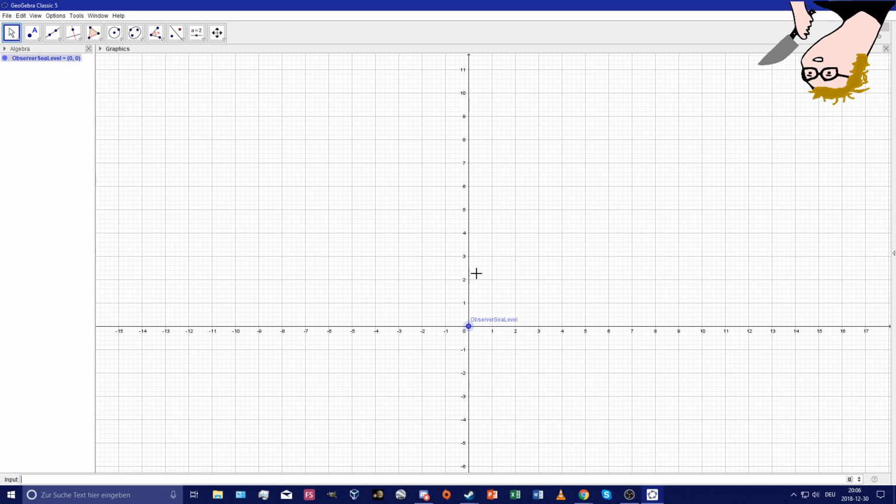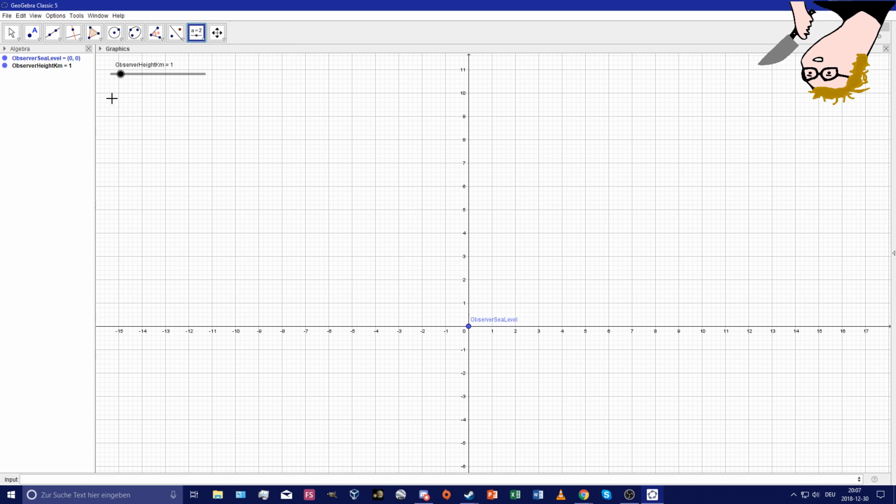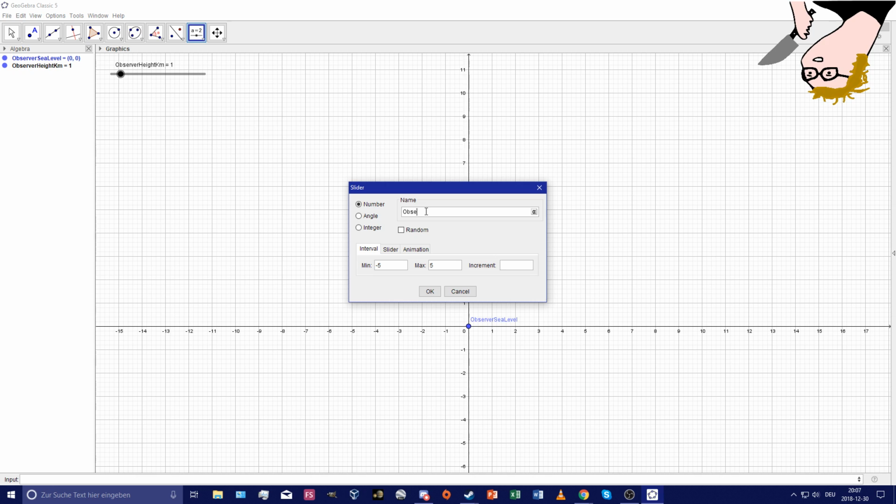So what do we have to start with? Obviously, we have to start with the observer height. I'm gonna use 3 sliders for this. So observer height in kilometers, obviously starting from 0 to, let's say, 10, increment 1. I'm gonna use a second one for observer height in meters. Obviously in this case I need to set it from 1 to 1000. Oh, not 100, 1000. Increment of 1 as well.